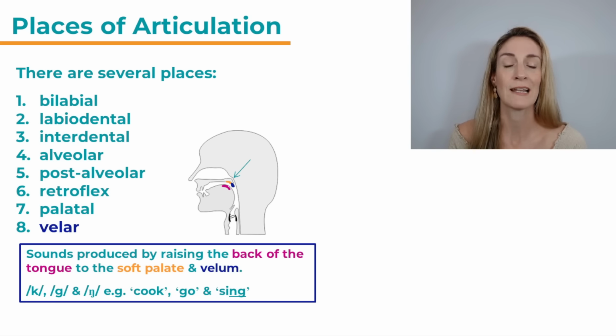Okay, so we've got words like k, cook, g, go, and sing. Here the ng spelling, as in sing. So it's a very common sound because we have a lot of ing endings in English.